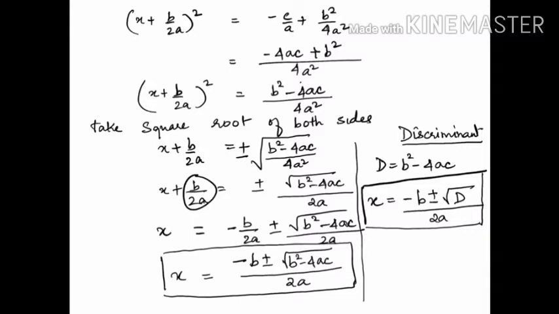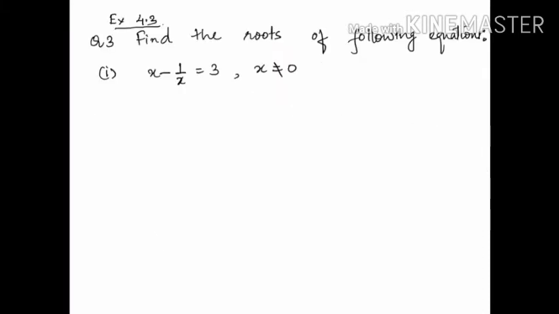Since we are dealing with quadratic equation, there are two roots of this equation. So one root is minus b plus root D upon 2a, and the other root is minus b minus root D upon 2a. With this knowledge, let's start solving some problems to find the roots of given quadratic equations.